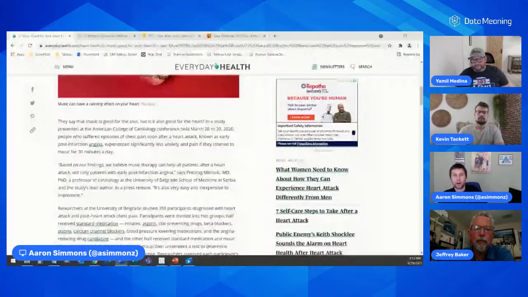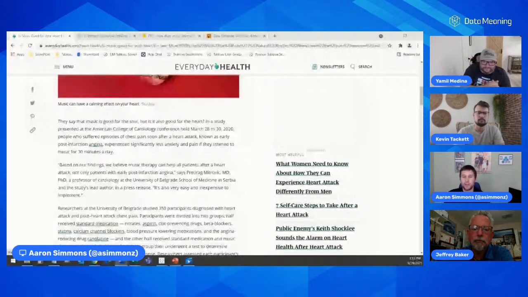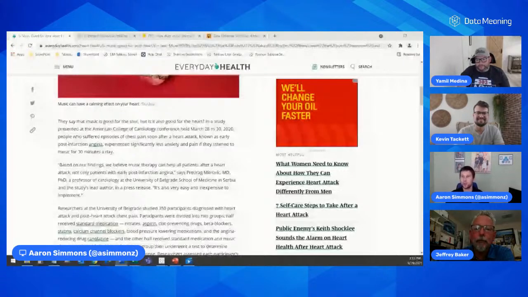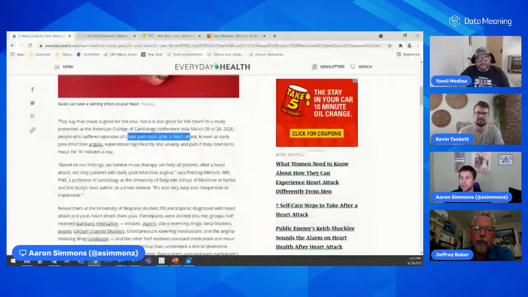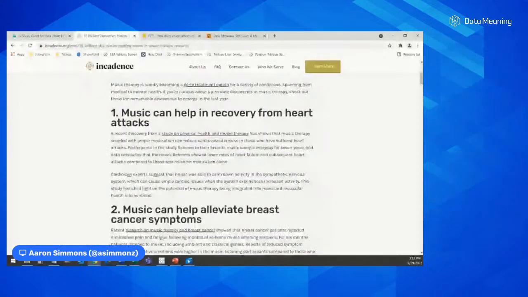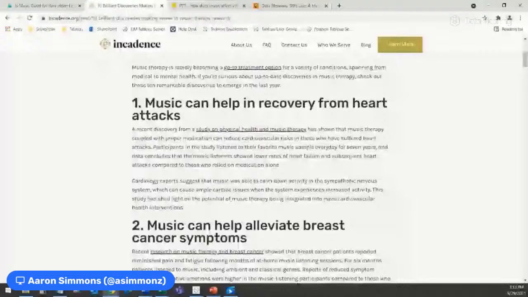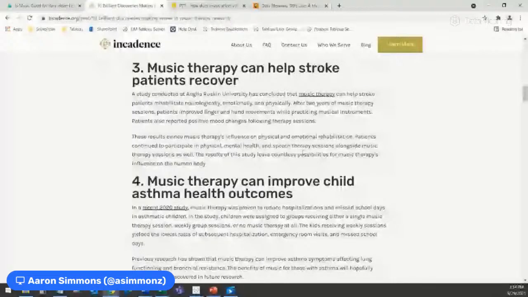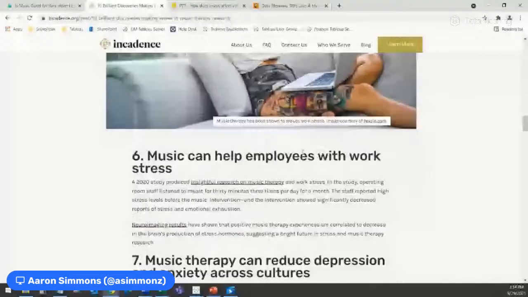Okay, so I don't know if you guys know this, but today is World Heart Day, something like that. So I wanted to figure out if music could soothe the soul and the heart. Here, real quick, it says in a study in 2020, patients with chest pain soon after a heart attack experienced significantly less anxiety with pain if they listened to music for 30 minutes a day. Here we have all the benefits of music therapy: recovering from a heart attack, breast cancer symptoms, stroke patient recovery, child asthma, traumatic brain injury. It just keeps going. So the benefits of music can be a healing thing as well. So I wanted to lean on that.